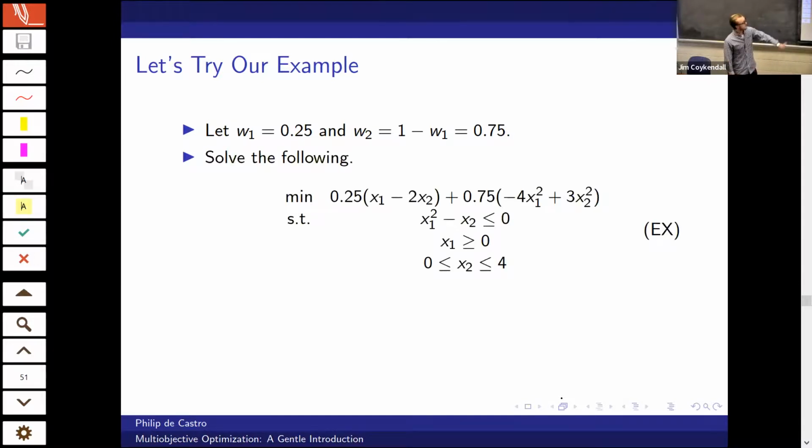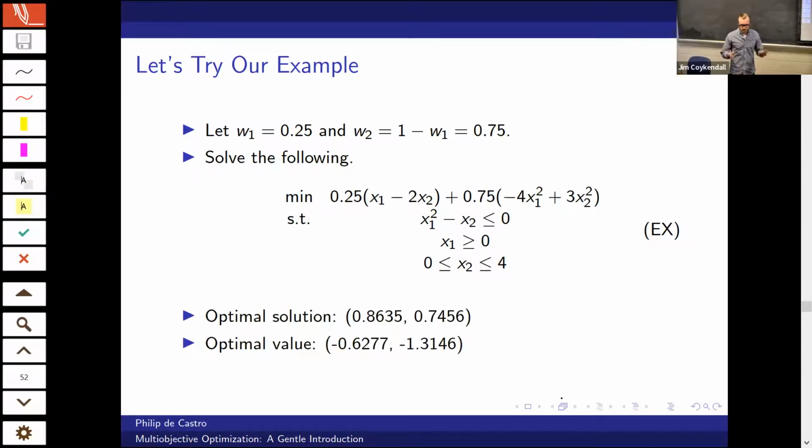Then we scalarize it and we have to solve this problem. We put a weight of 0.25 on our first objective function and 0.75 on our second objective function. Then we have our constraints and we do the minimization. In particular, we do some MATLAB magic and we have an optimal solution. That's our optimal solution. Right now, that's not particularly meaningful, so let's look at the graph.